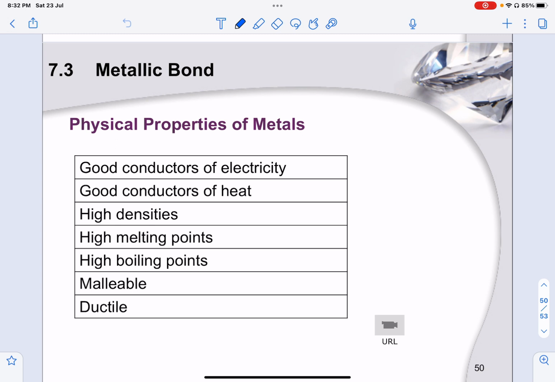Generally in MCQ, we will see that these are some of the physical properties of metal. They may go deeper to ask you why they are good conductors of electricity and heat, or even why they have high melting and boiling points. But other than that, generally these are all you have to know for metals.